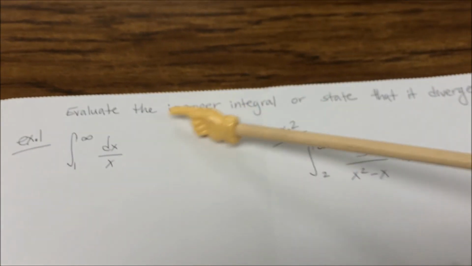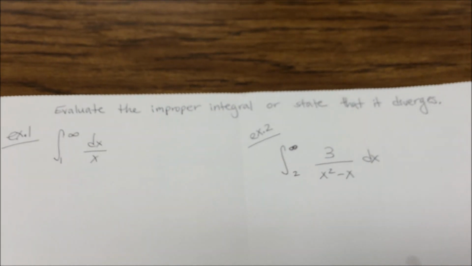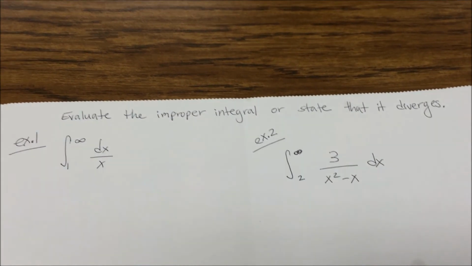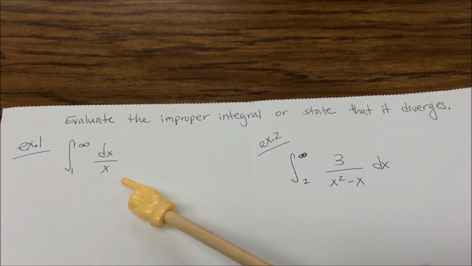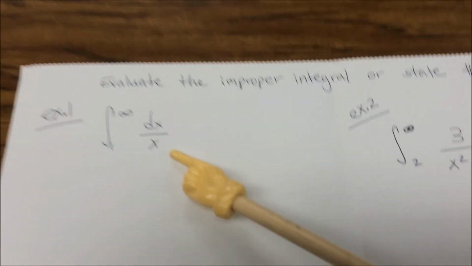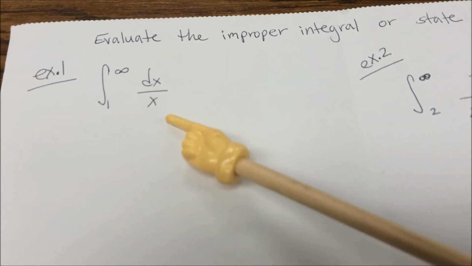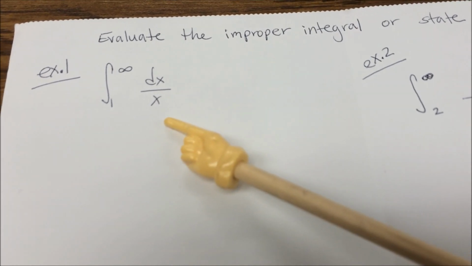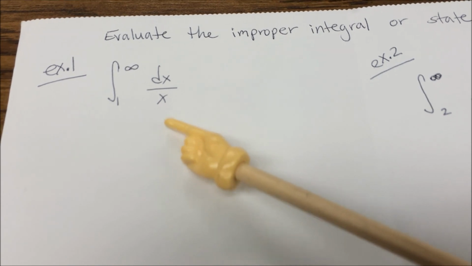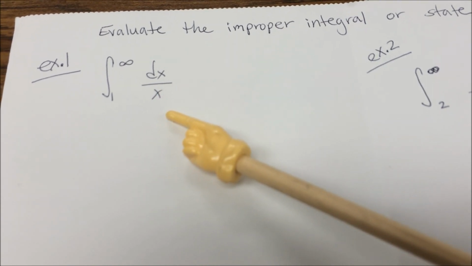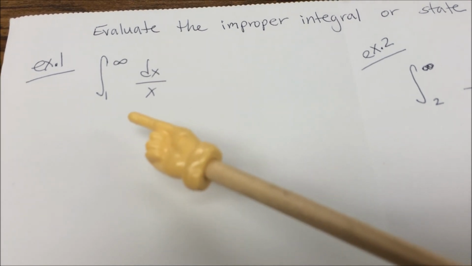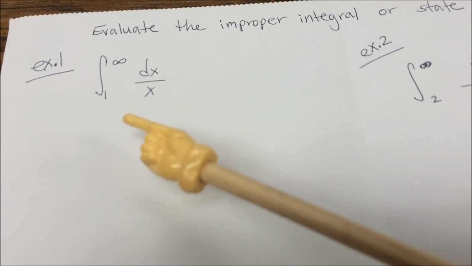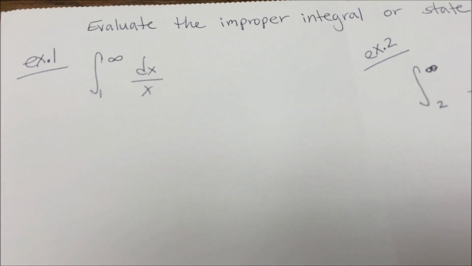The first example is going to look something like this. Again, the direction is to evaluate the improper integral or state that it diverges. We're going to use everything that we know for integration. When you approach an integration problem, you ask yourself, is it a simple integration? If not, can I do a U sub? If not a U sub, a tabular method? If I can't do a tabular method, can I do by parts? If I can't do by parts, can I do partial fractions? In this case, let's go ahead and do this.